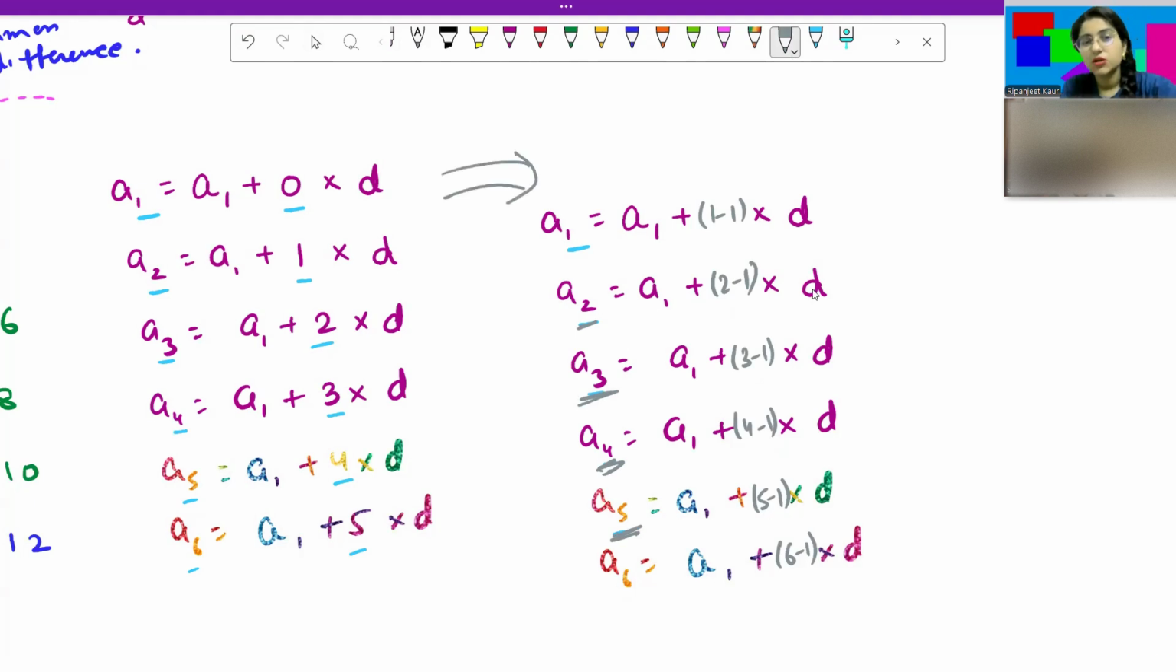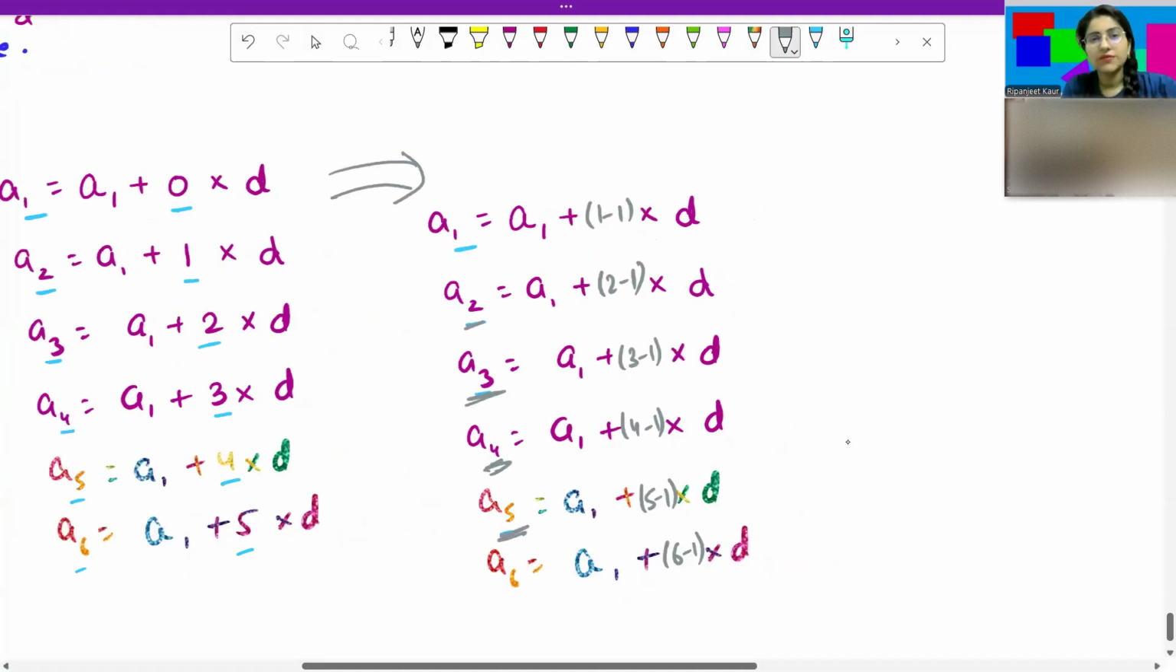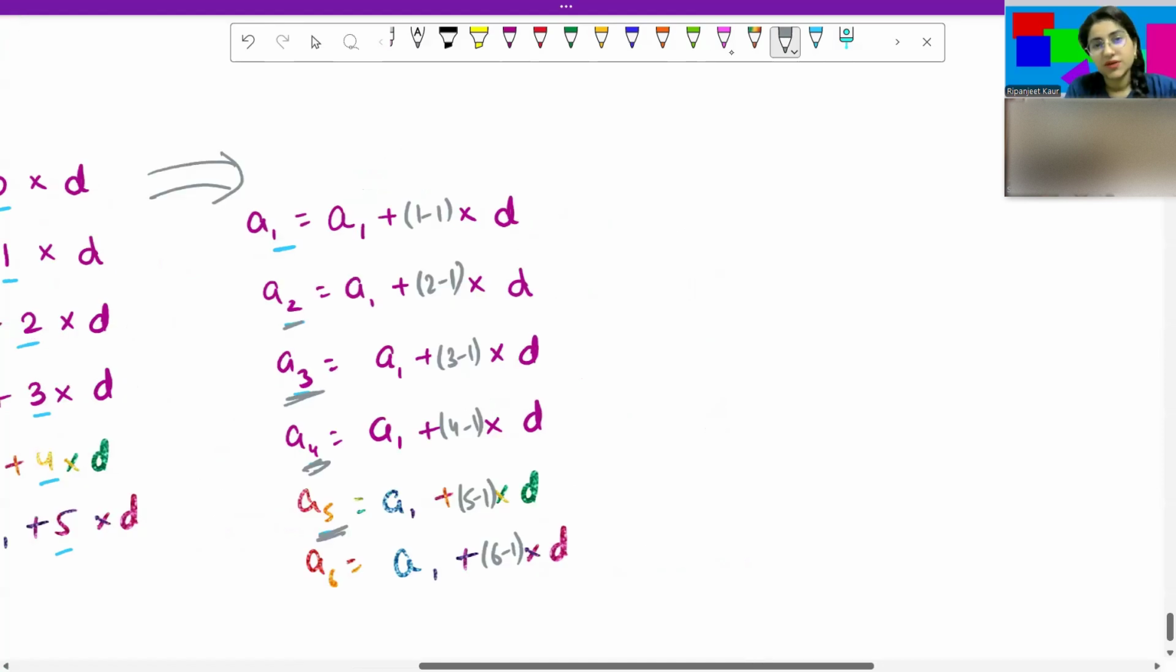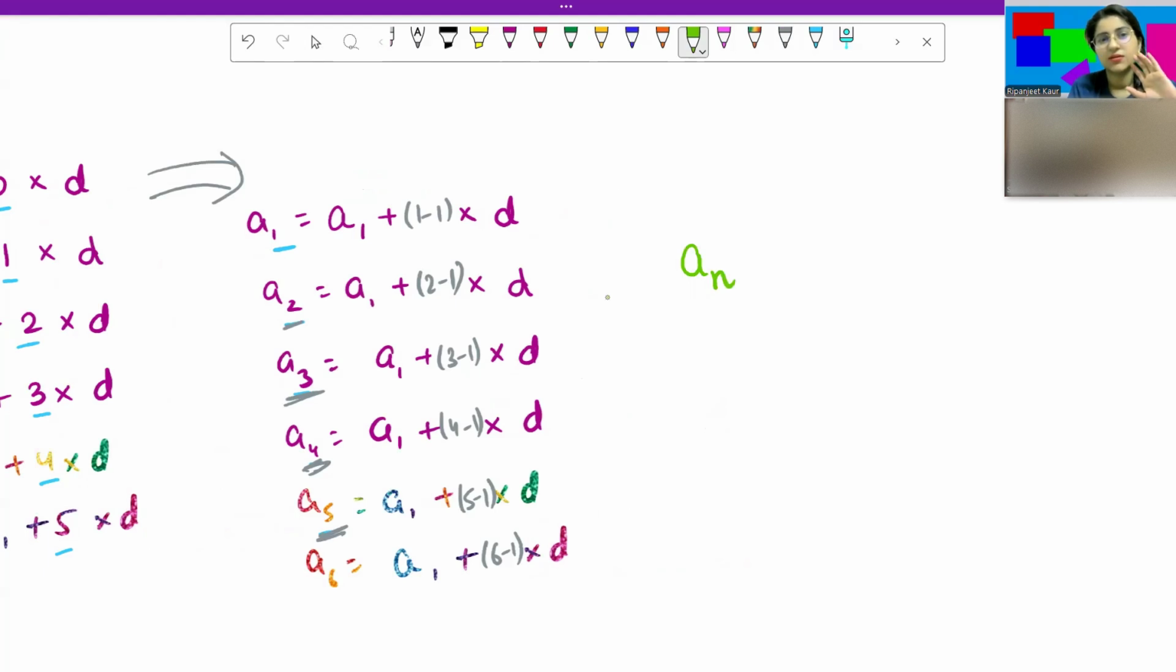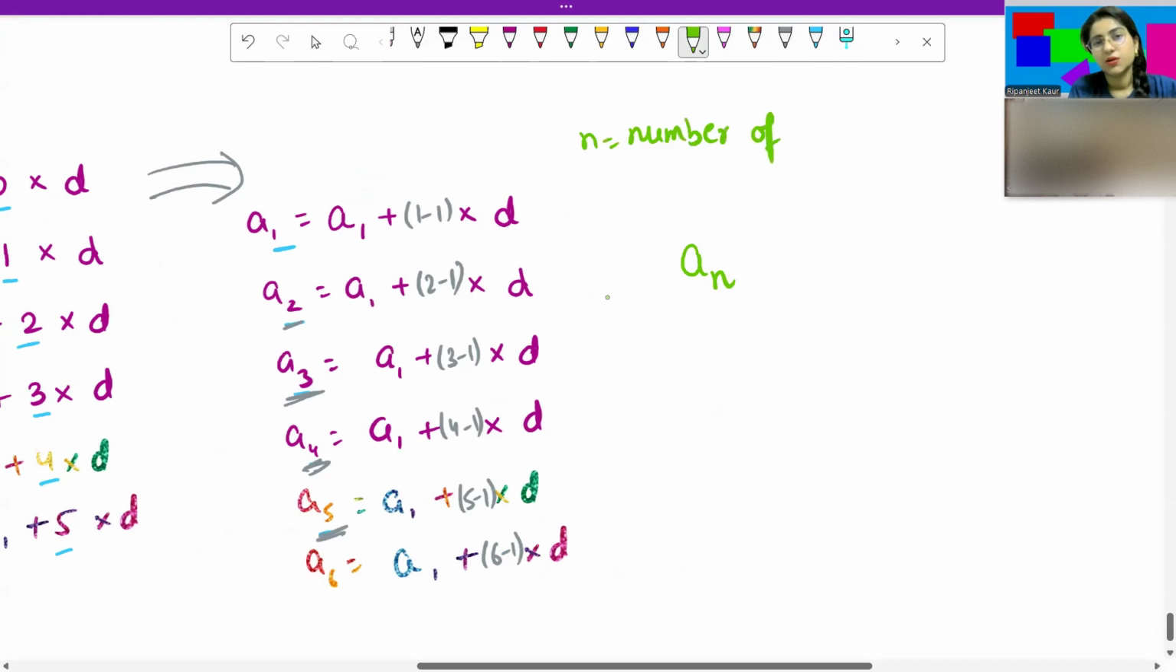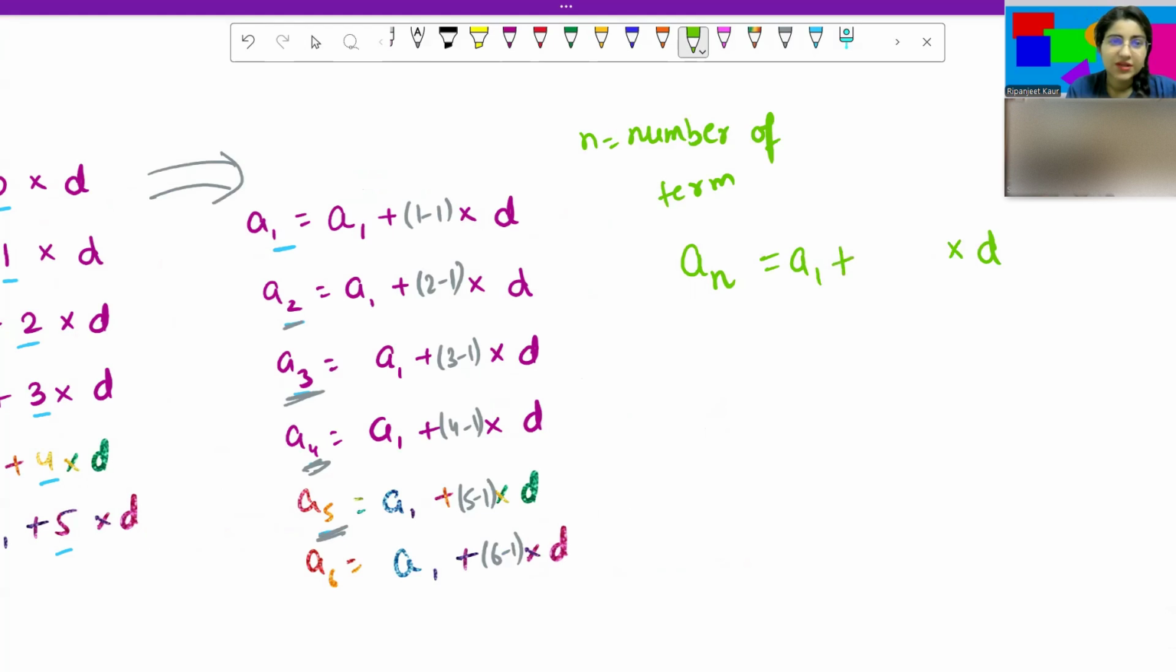Yes. See, always what is happening is, whatever is the number of terms, let me call it n. N is the number of terms. Whatever is the number of terms, there is always a first term, correct? There is always a common difference, correct? There is a plus symbol, there is a multiplication. See, how can we relate this with n?